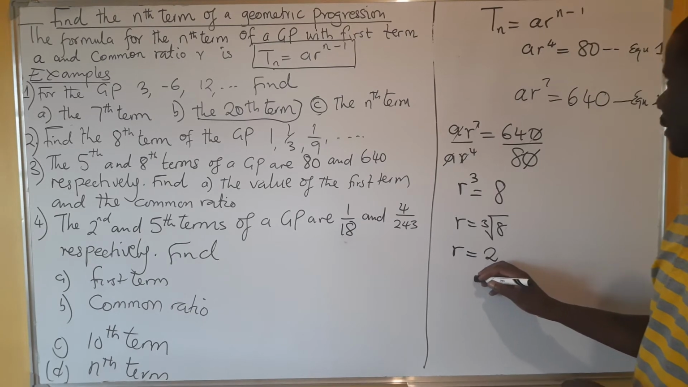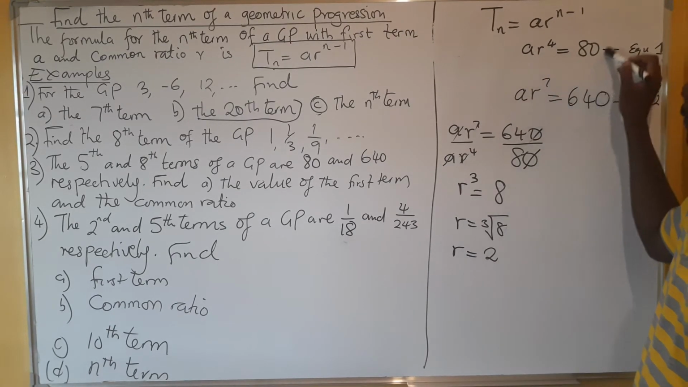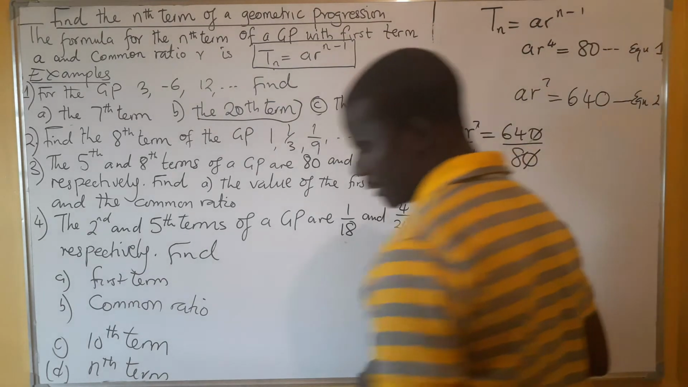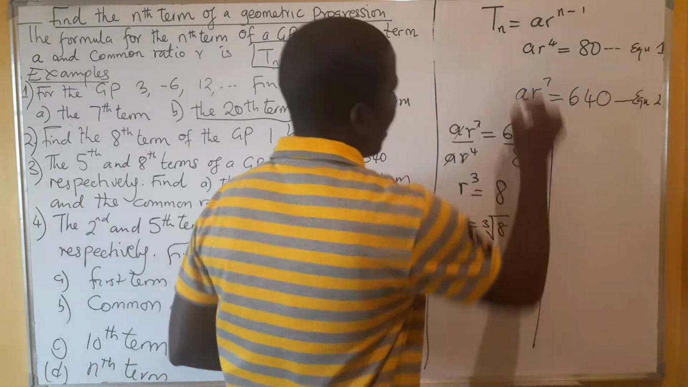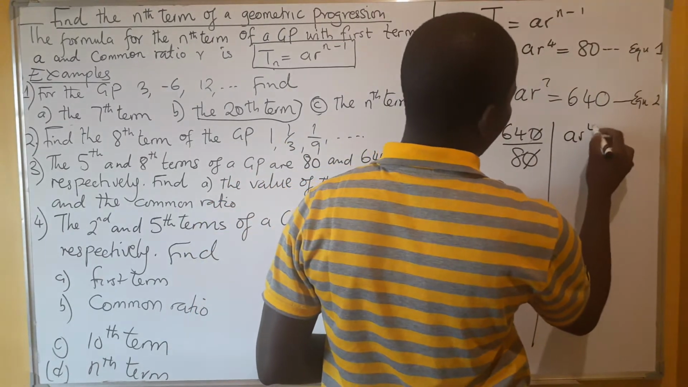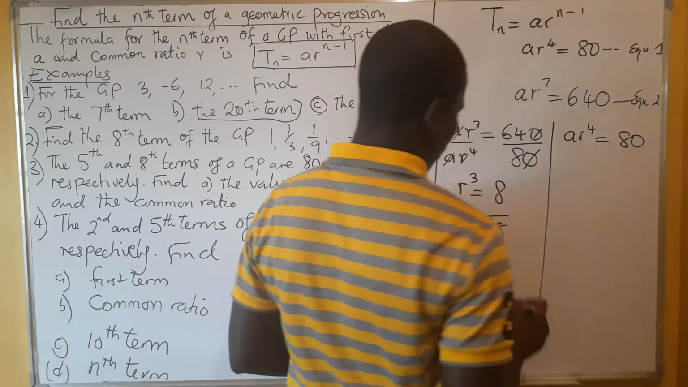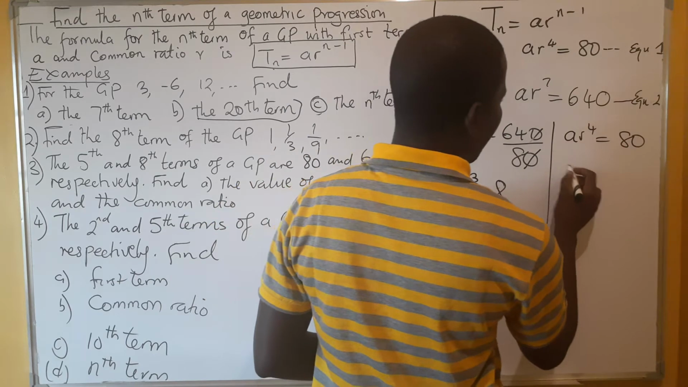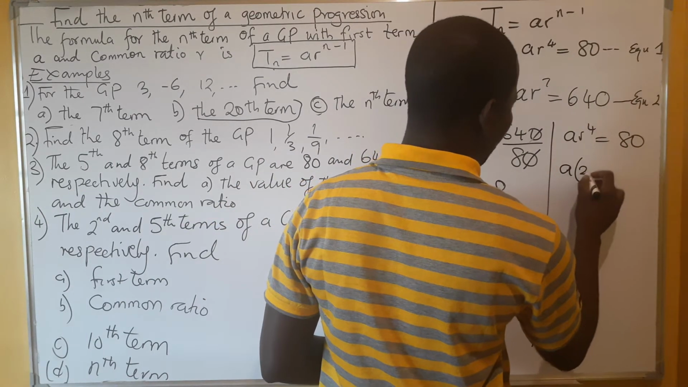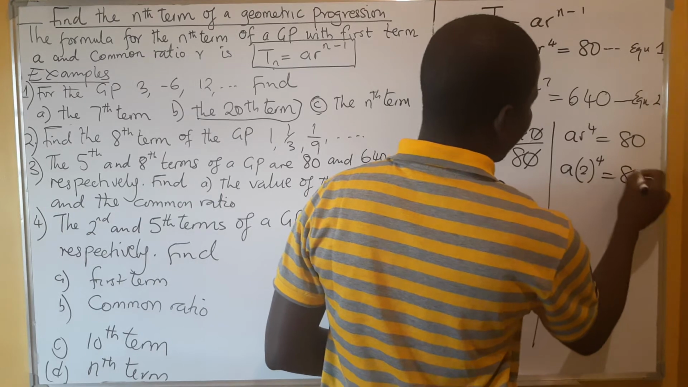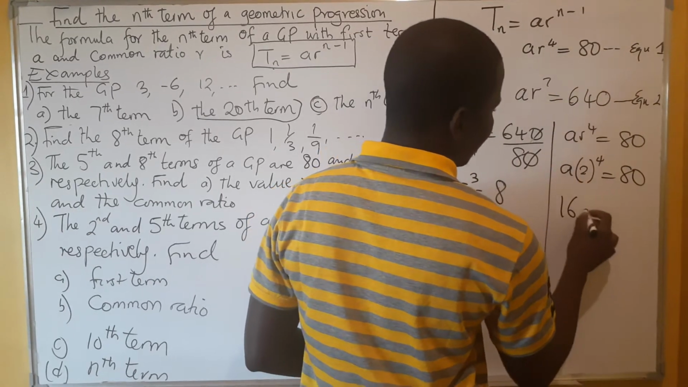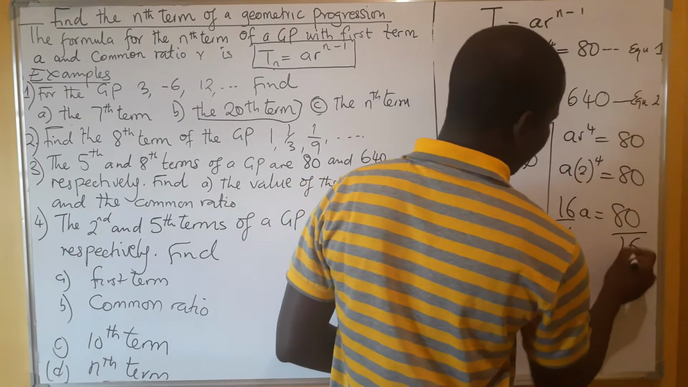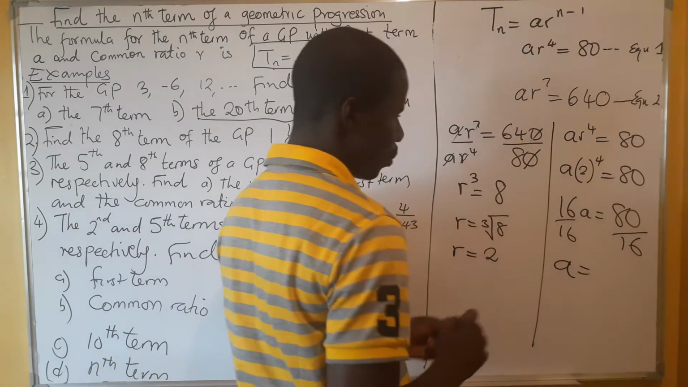So after we have done this, we can pick one of these equations to find the value of A. Let me pick this one: 4 is equal to 8. We have found that R is 2. So I'm going to say A, here what do I put? 2 to the power 4, that is 16. 16A is equal to 8. Divide by 16, divide by 16. My A is going to be equal to what?